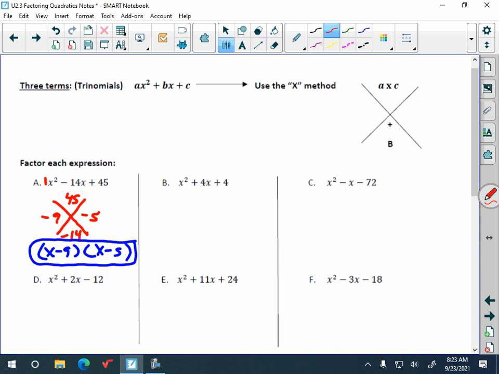All right, b, same thing. Again, think of a 1 in front of that x squared. It's going to come into play a little bit later, but you need to see that there is a number in front. All right, so 1 times 4 is 4 on top. The middle number is 4 on the bottom. 2 numbers that multiply to 4 but add to 4. 2 and 2, good. So x plus 2, x plus 2.